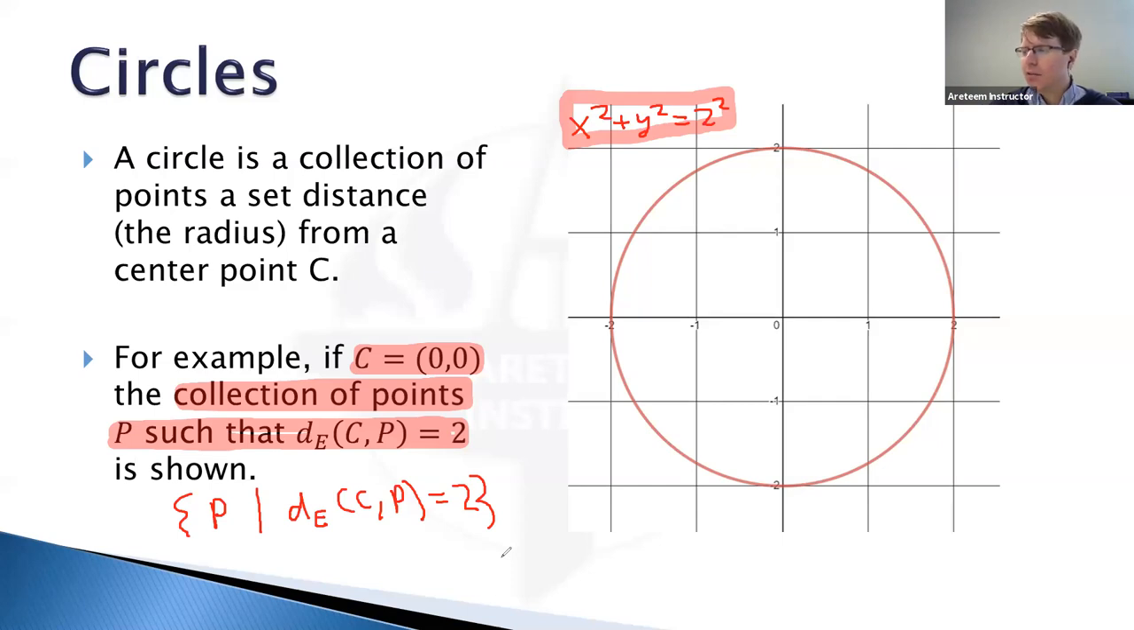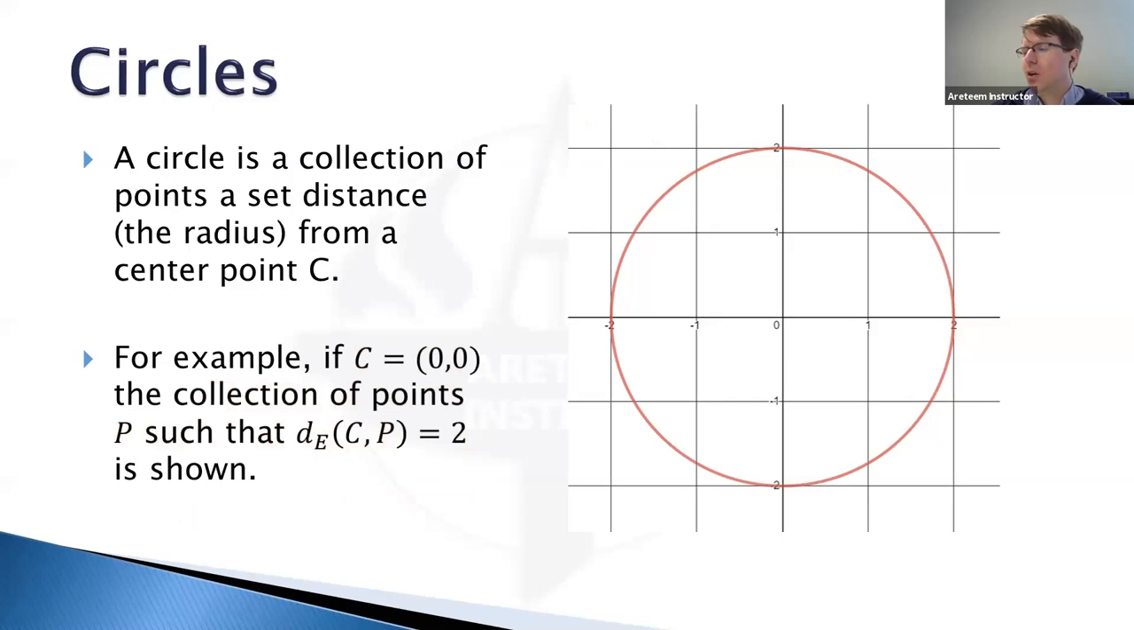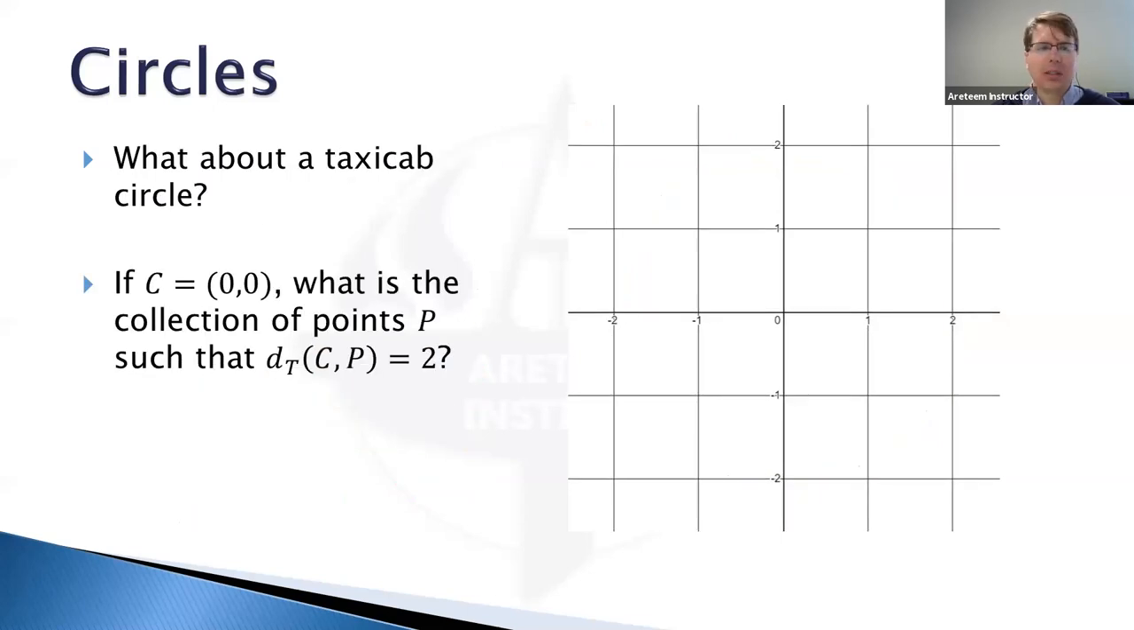Because then, of course, our natural question is, what if we change the distance? We just got done talking about this whole beginning portion. Okay, here's a new type of distance, the taxicab distance. So let's think about that. What happens if we're talking about a taxicab circle? Again, we have the same center, C equals (0, 0). What is the collection of points P such that the distance in taxicab distance is equal to 2?